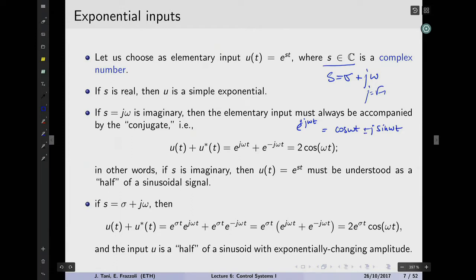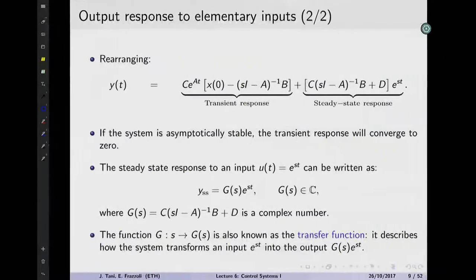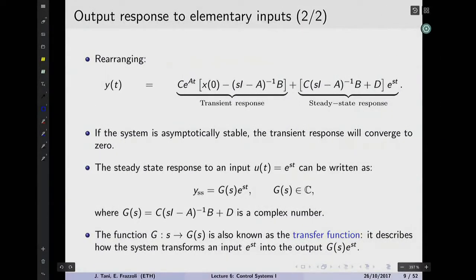Well, if we sum two of these signals in this way, what we get is a real signal. If you sum two complex conjugate signals, you get a real signal, and actually it's an oscillation. So we threw in this e^(st), we did a bunch of calculations, which we're not going to redo again today. And what did we show?